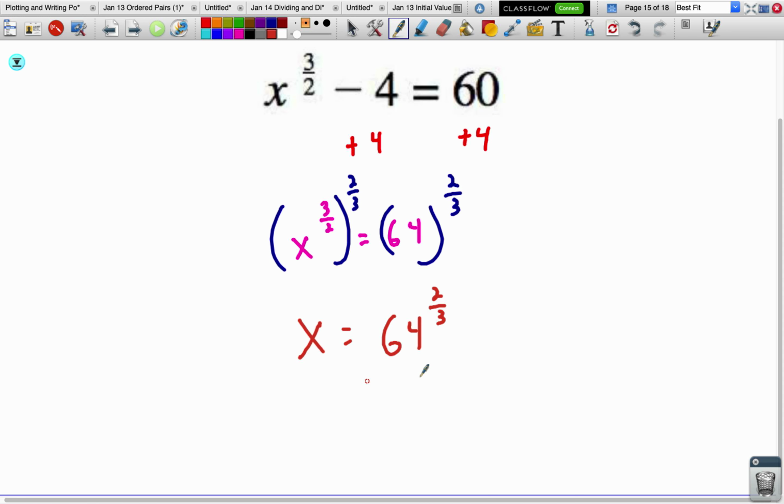All right, and then this would be the same as the cube root of 64 squared, but I'm just going to plug it as it is right there directly into my calculator. Should be able to handle that. So 64 to the power of, keep it in a set of parentheses, 2/3, so it all goes in the exponent, and I get 16.